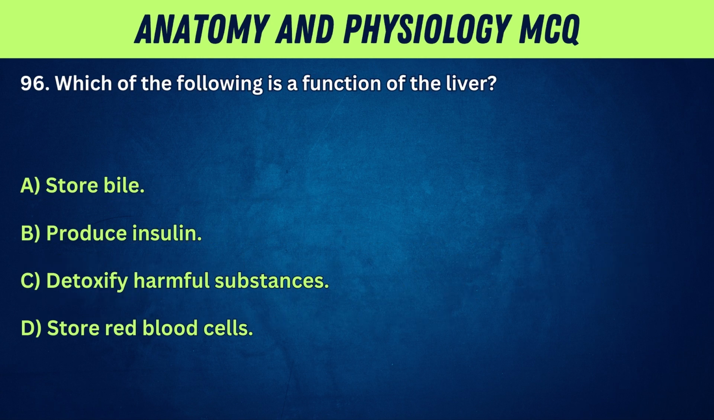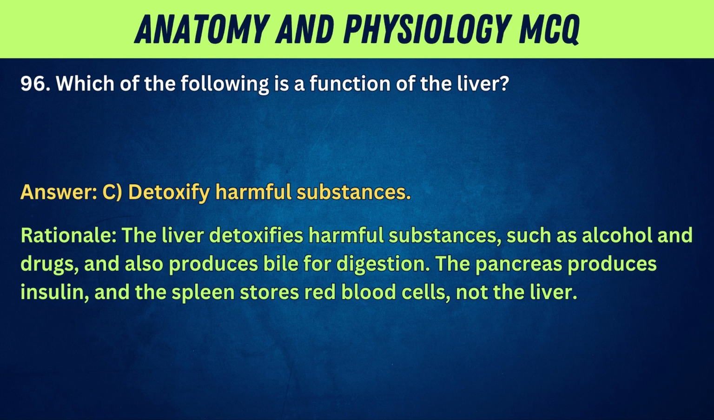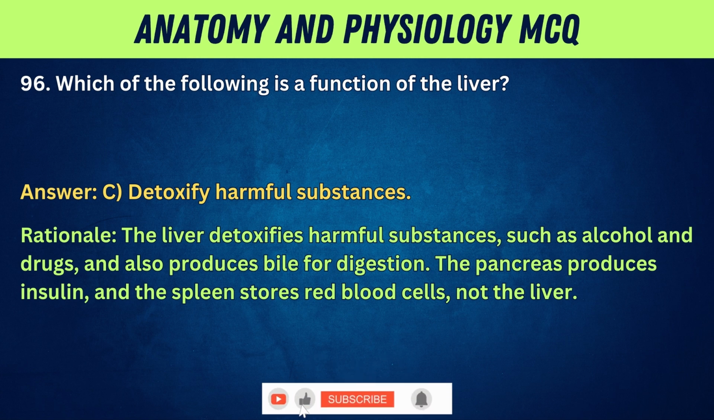temperature. 96. Which of the following is a function of the liver? A. Store bile. B. Produce insulin. C. Detoxify harmful substances. D. Store red blood cells. Answer: C. Detoxify harmful substances. Rationale: the liver detoxifies harmful substances such as alcohol and drugs and also produces bile for digestion. The pancreas produces insulin, and the spleen stores red blood cells, not the liver.